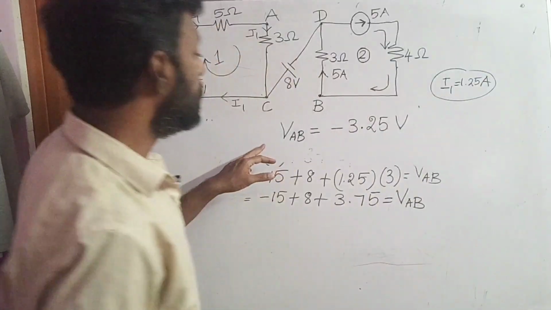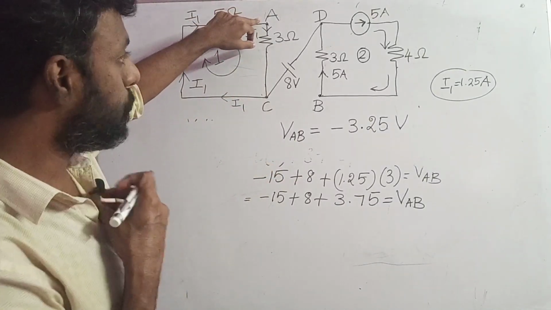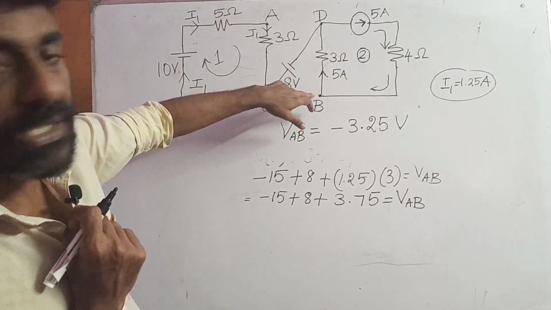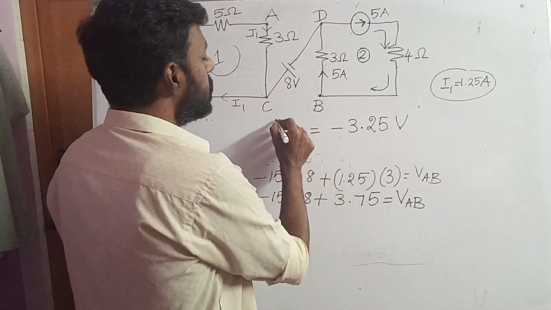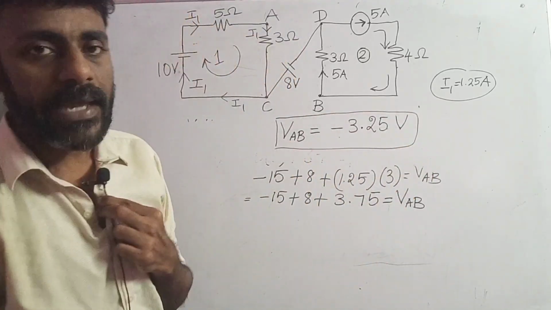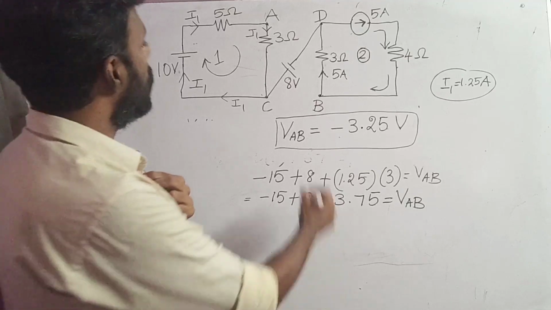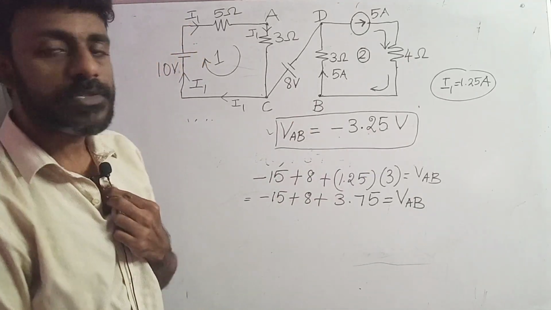So the answer is VAB, that is the voltage at point A with respect to point B, is equal to minus 3.25. This is the voltage that we need to calculate. Okay, we got this value VAB equal to minus 3.25 volts.